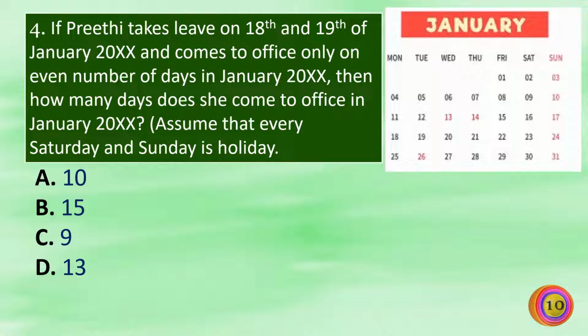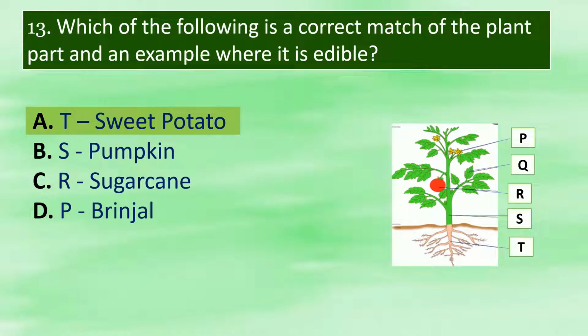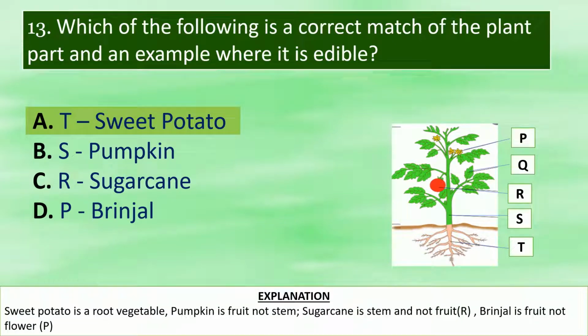Which of the following is a correct match of the plant part and an example where it is edible? Option A T sweet potato, option B S pumpkin, option C R sugarcane, option D P brinjal. The answer is T sweet potato. Sweet potato is a root vegetable.